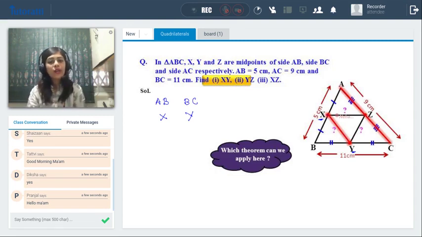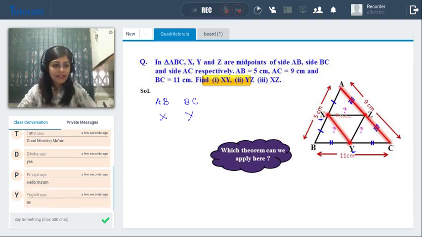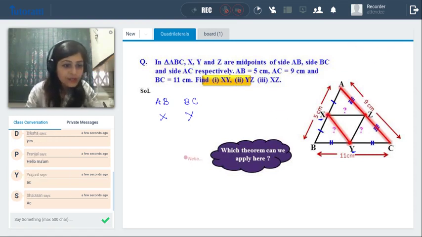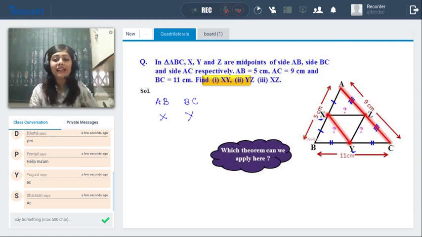Students, XY will be parallel to which third side of the triangle? Come on, let's make this interactive. Let's see if you all have understood the midpoint theorem well. XY has to be parallel to one of the sides. To which side will it be parallel? Okay, Yugan says AC. What about other students? Yes, come on. XY will be parallel to which third side of the triangle? Okay, others. All right, AC. Thank you so much, Shaizan. Yes, that's perfectly correct, right?